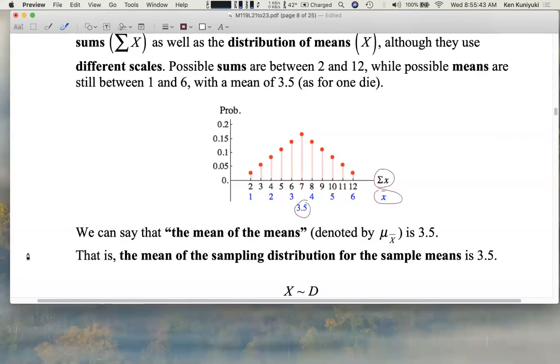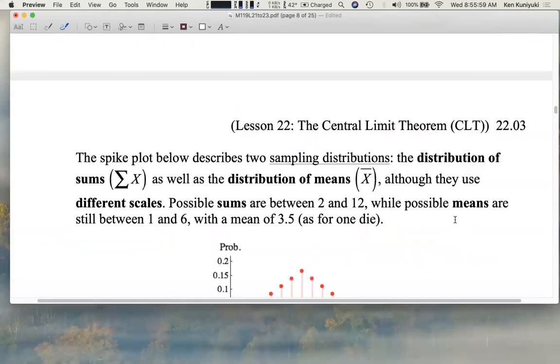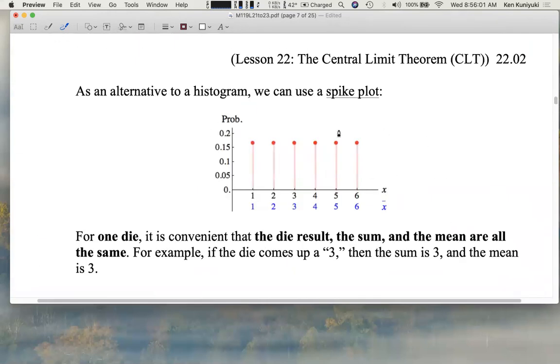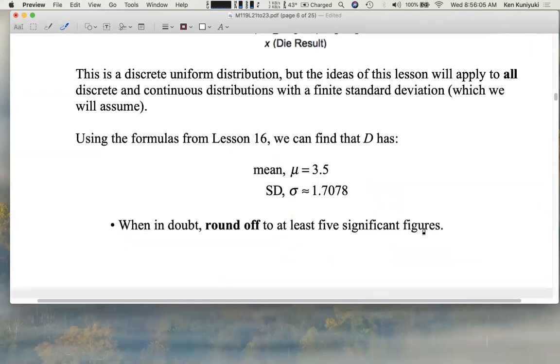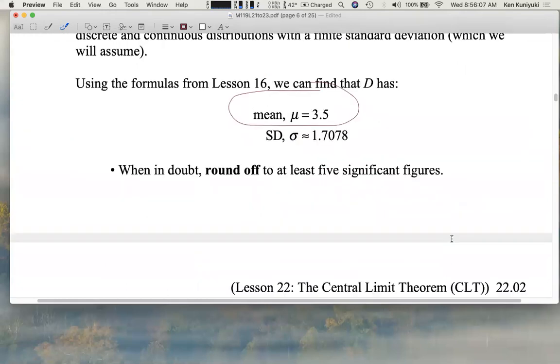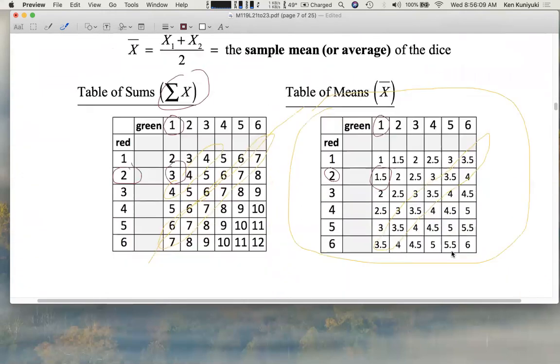Again, looking at the 3.5, we can say that the mean of the means, denoted by mu sub x bar, that's the mean of the x bar distribution, the distribution of sample means. I'll explain this more later on. The mean of means is 3.5. It's the same as the Big Daddy mean for the original Big Daddy flat distribution. Mu is also 3.5 over here. And that's no coincidence.